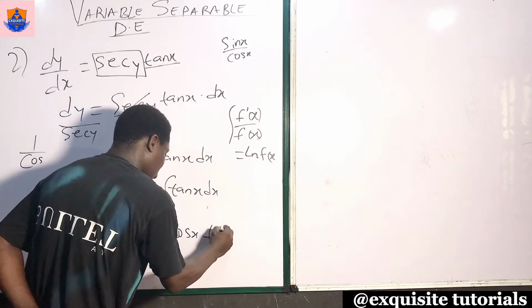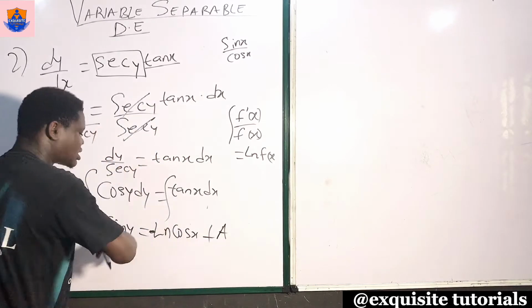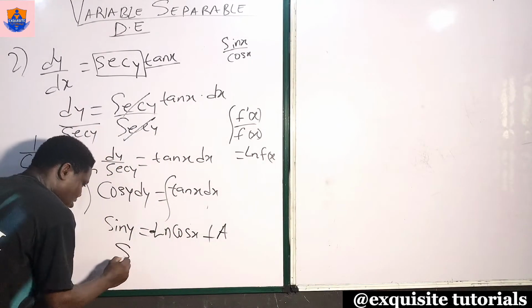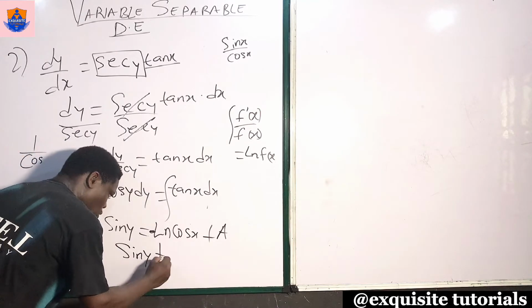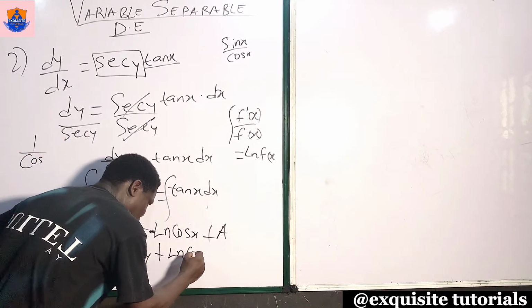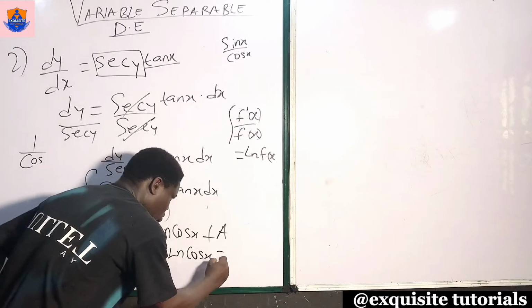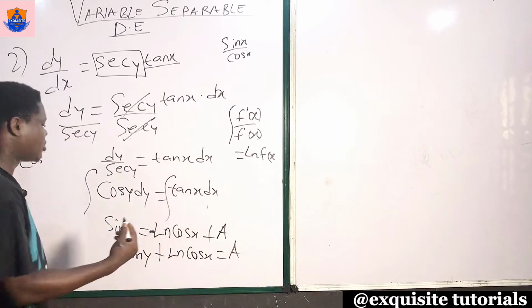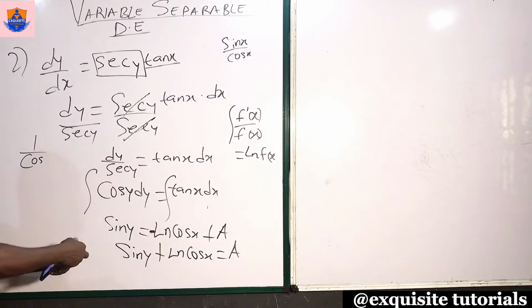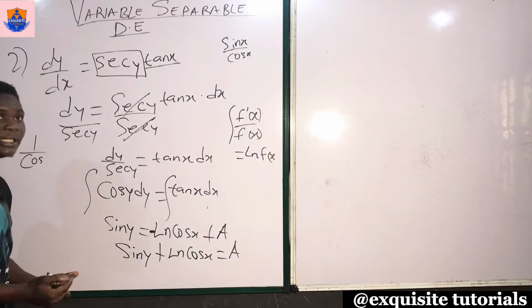Then don't forget your constant. Let's call it a. If I take this guy to the other side of the equation, I'm going to have sin y plus ln cos x equals a constant. And that will be our answer for this question. Now let's move over to question 3.